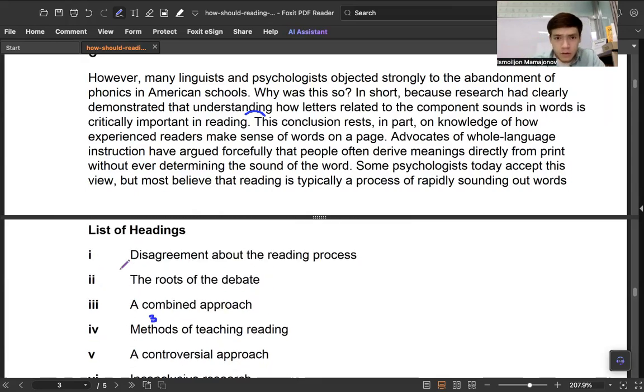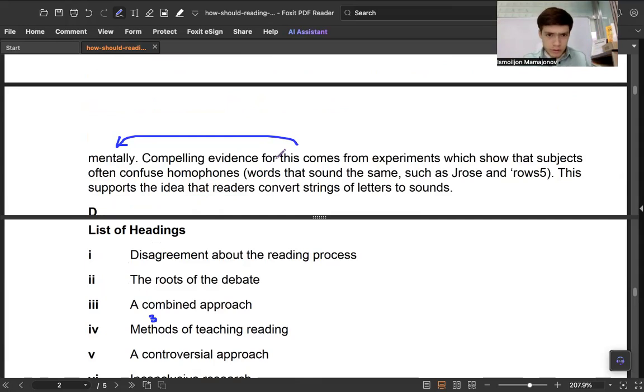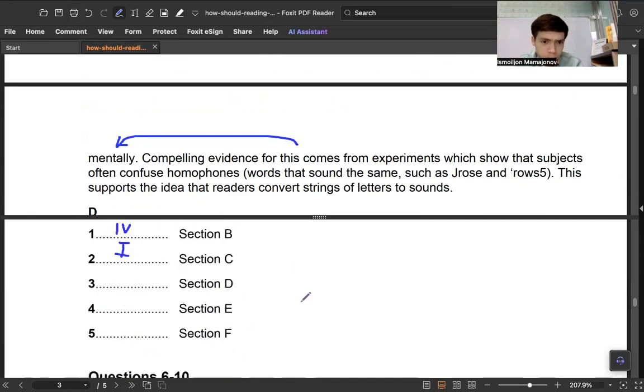It should be something negative. People are literally fighting here, according to my visualization. So number 1 is a good answer, because do we have disagreement? Yes, it's about whole language and phonics. Reading process? Yes. And we have advocates of whole language, which means supporters. They say certain things, but most believe this thing, some believe this thing, and even more craziness going on here. So number 1 is a good answer. We might change this later, but that's where we are.